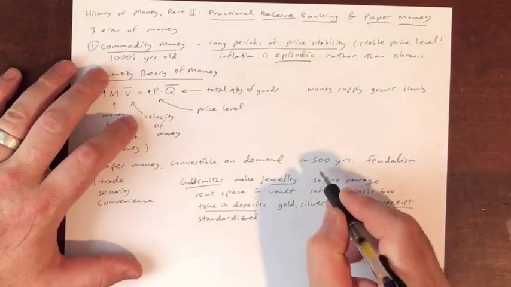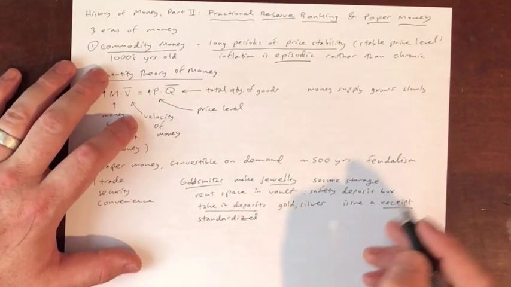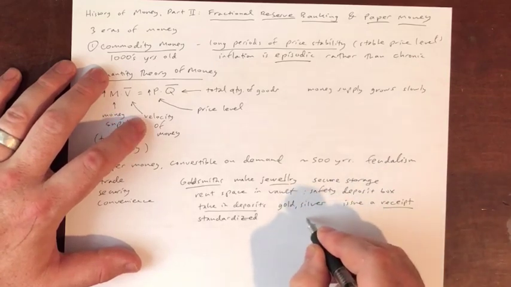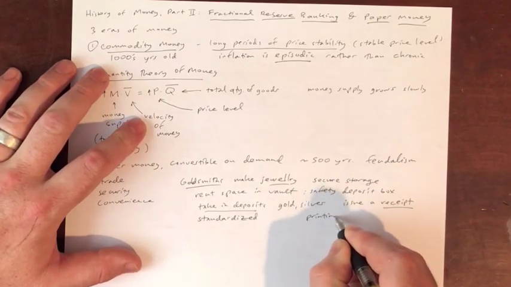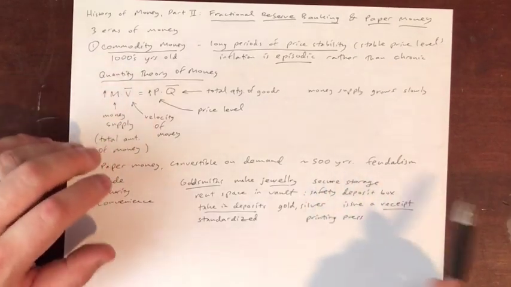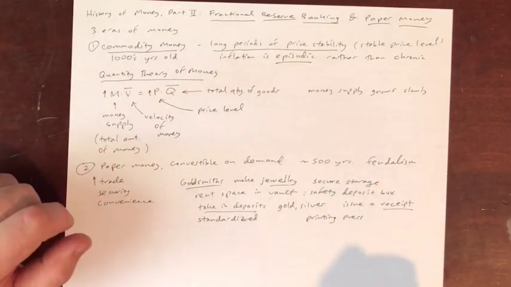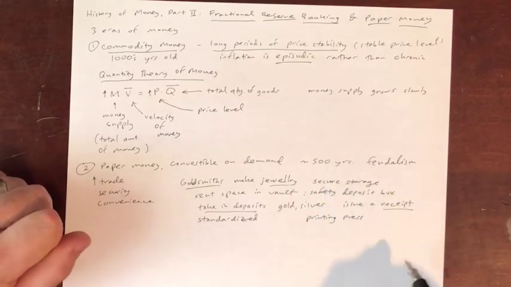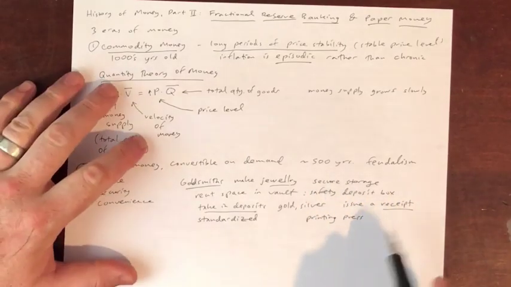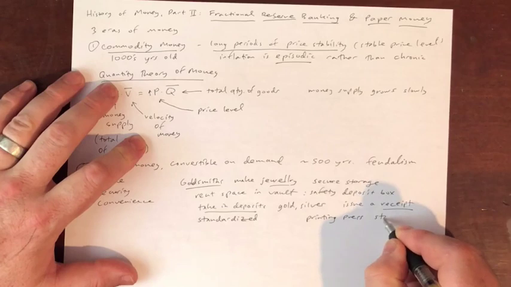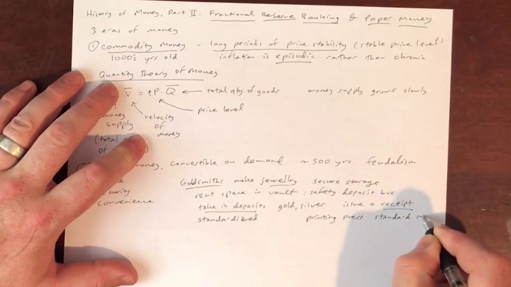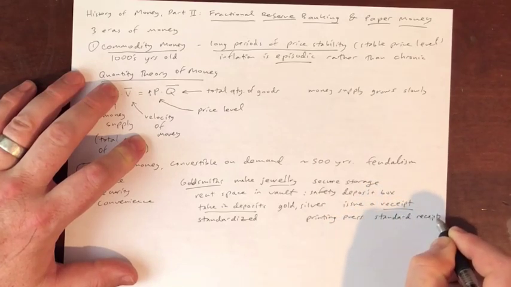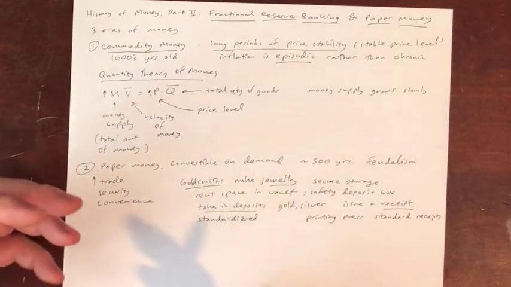Because what also happens about 500 years ago is the development of the printing press. So the first printed materials, the Gutenberg Bible and so forth, occur at around this time. So the printing press is used to create standardized receipts. And the deal starts to slowly change.